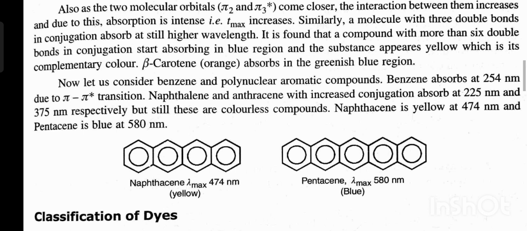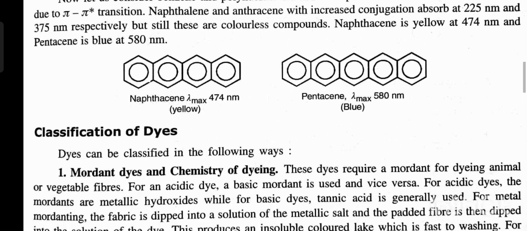Now let us consider benzene and polynuclear aromatic compounds. Benzene absorbs at 252 nanometers due to pi to pi star transition. Naphthalene and anthracene, with increased conjugation, absorb at 225 nanometers and 375 nanometers respectively, but still they are colorless compounds. Tetracene is yellow at 474 nanometers and pentacene is blue at 580 nanometers.